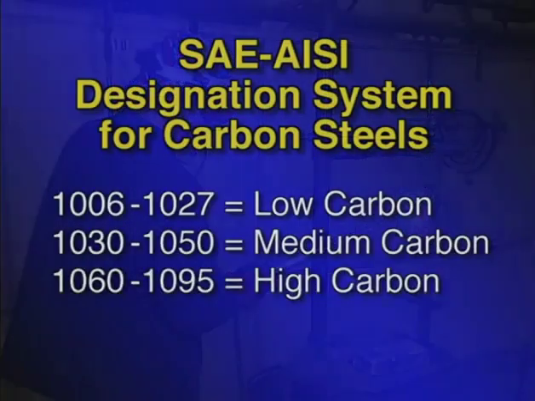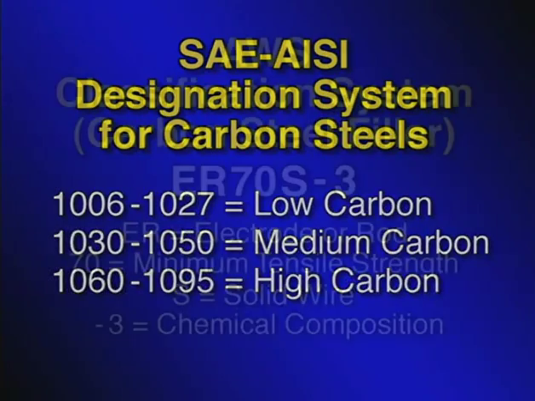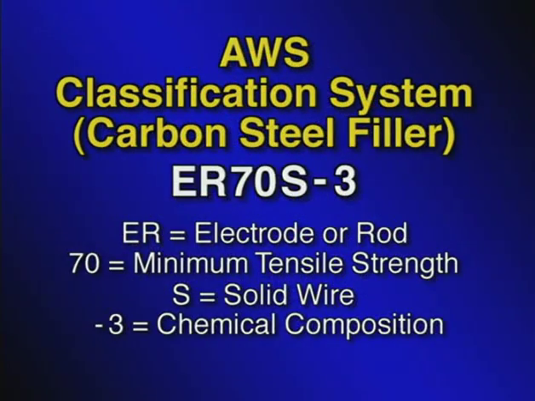You'll learn how to use an SAE-AISI number to determine the major alloying elements and carbon content of steels, and how to read the AWS filler metal designation, so you can match filler metal to the steel you're welding.